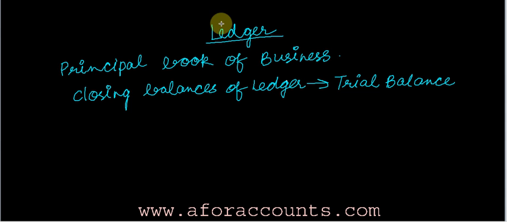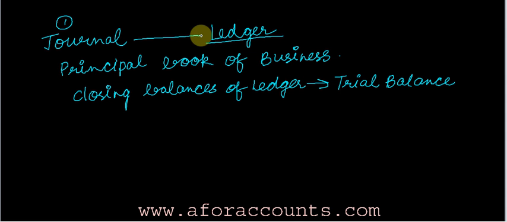So it goes like this. First, what we prepare is the journal. From the journal, we post the entries into the ledger, and from the closing balances of the ledger, we prepare a trial balance. What is the format?